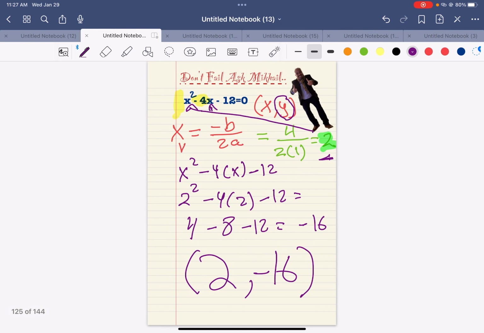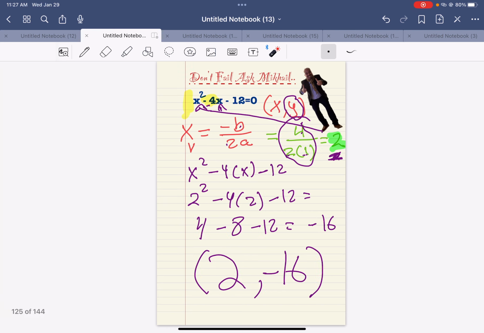Let's go over the work again, what we did. The x of the vertex is negative b over 2a. b is negative 4, so negative b will be positive 4, over 2 times a, which is 1. That will give you 4 over 2, which gives you 2. Now, x squared minus 4x minus 12 is my original equation. Instead of x, I put 2: 2 squared minus 4 times 2 minus 12. That gives you 2 squared is 4, negative 4 times 2 is negative 8, minus 12, negative 16.